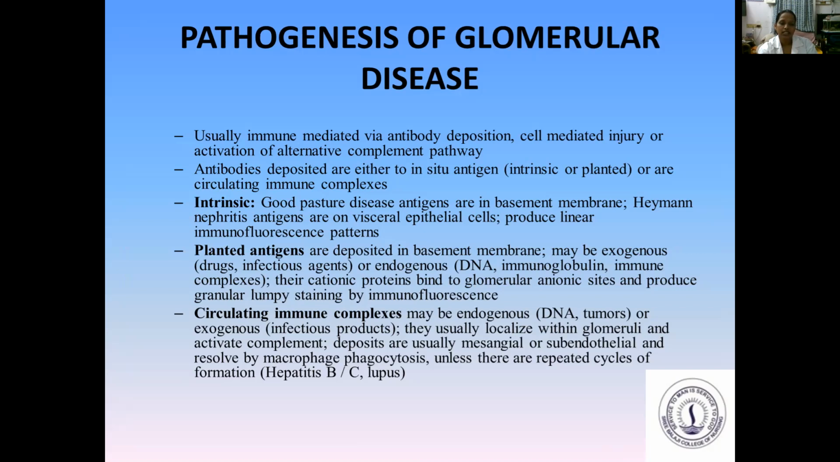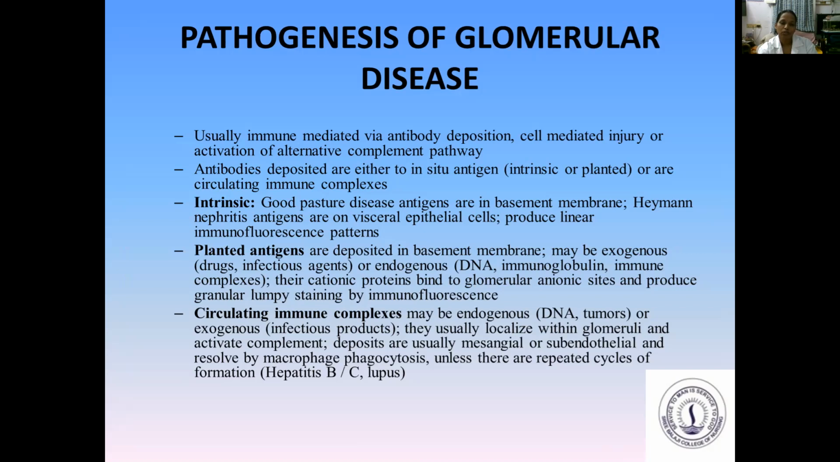Planted antigens are deposited in the basement membrane. They may be exogenous, like drugs and infectious agents, or endogenous, like DNA, immunoglobulin, or immune complexes. Their cationic proteins bind to the glomerular anionic sites and produce granular, lumpy staining by immunofluorescence.